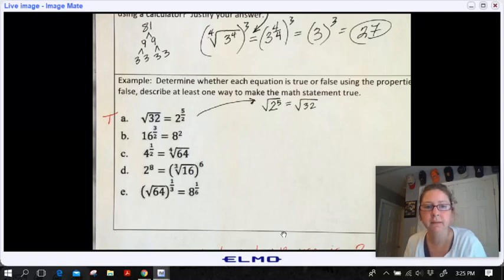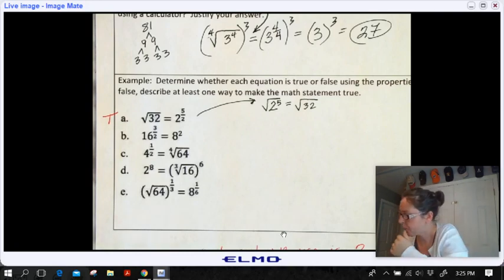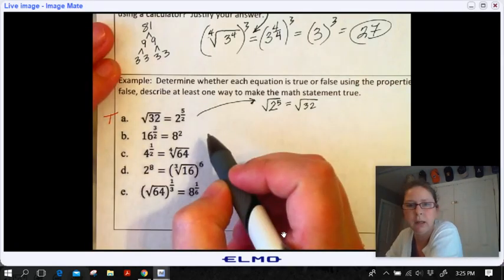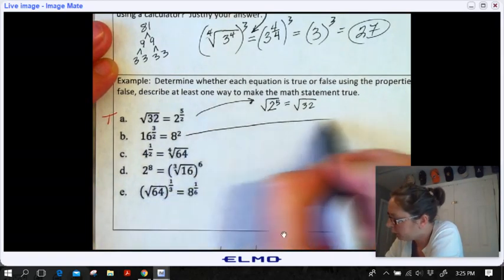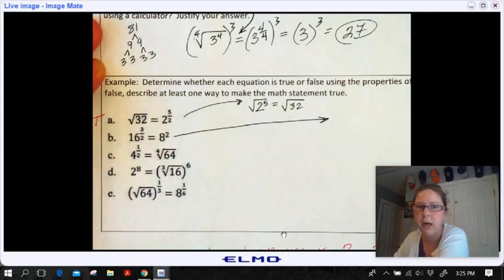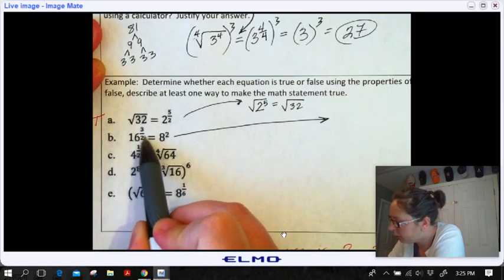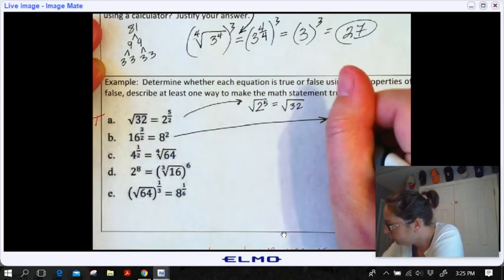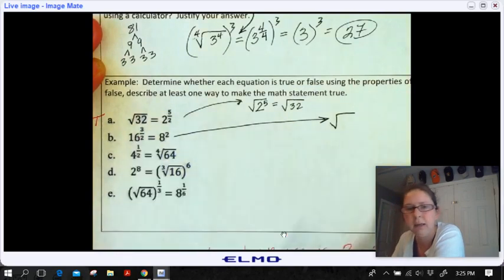Let's think about B, okay? So 16 to the 3 halves, does that equal 8 squared? All right, so I'm going to draw a line to the other side of this paper. There it goes. So 16 to the 3 halves. Okay, so I'm going to say the bottom drops out and becomes my root number. And then I have 16 cubed.